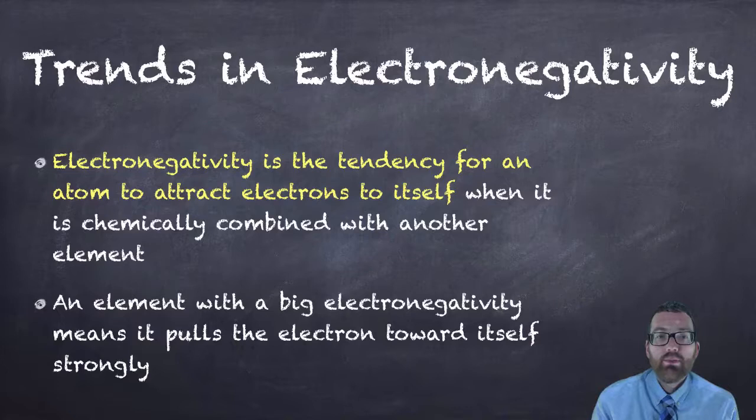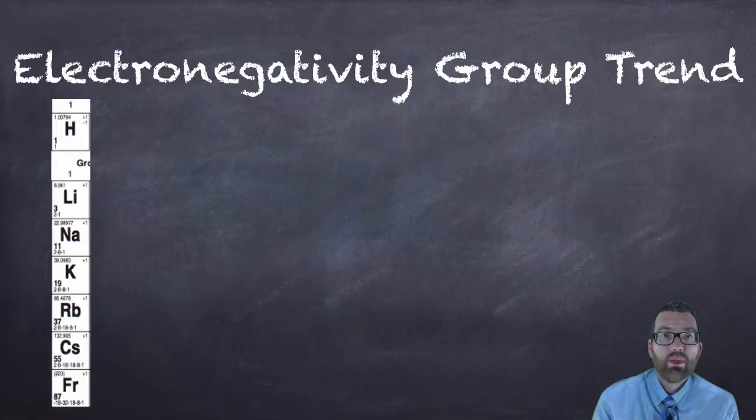So if an element has a big electronegativity, it means that it pulls electrons towards itself strongly. In the tug of war for electrons, a big electronegative element is going to win that tug of war. So let's look at the group and period trends.